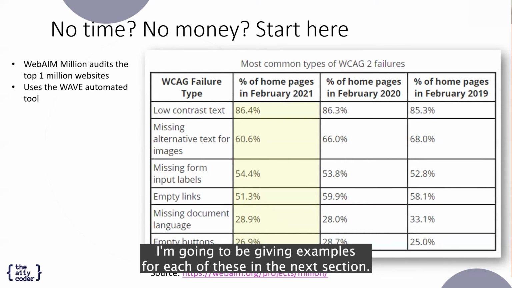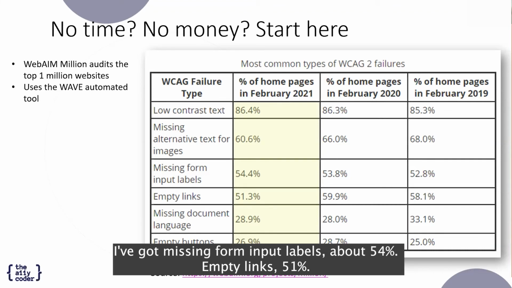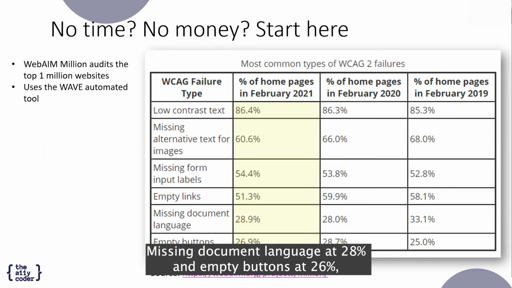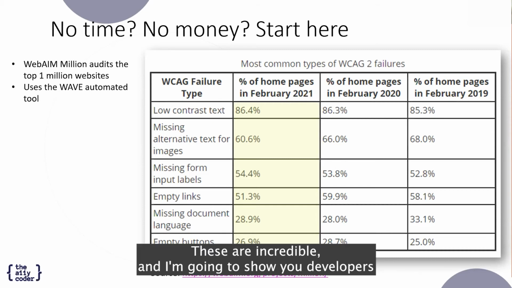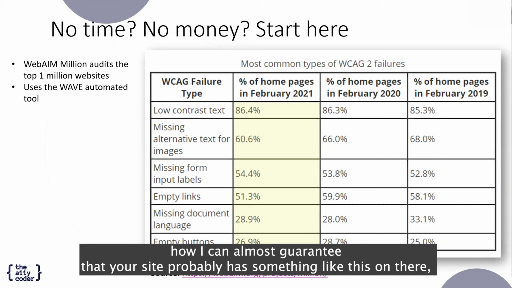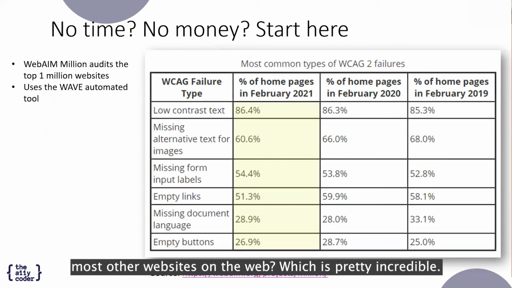And I'm going to be giving examples for each of these in the next section. There's missing alternative text for images, which encompasses about 60%. I've got missing form input labels, about 54%, empty links, 51%, missing document language at 20%, and empty buttons at 26%, a little bit higher on each of them. These are incredible. And I'm going to show you and developers how I can almost guarantee that your site probably has something like this on there. And by just working on these, you're going to be better than most other websites on the web, which is pretty incredible.